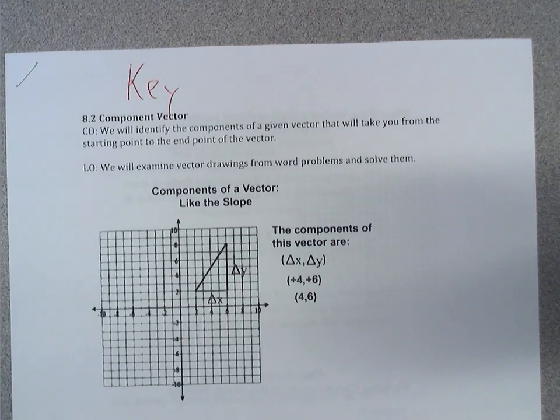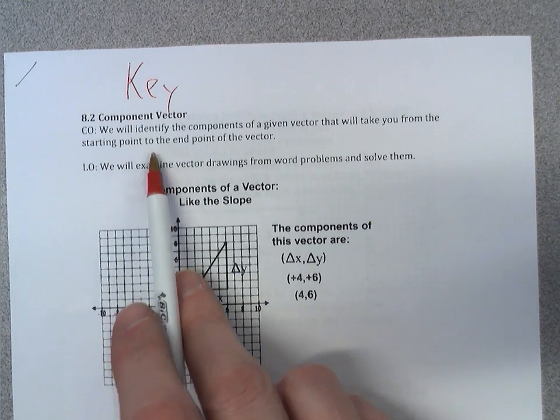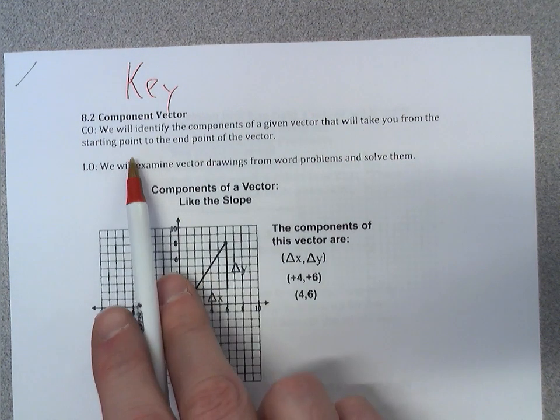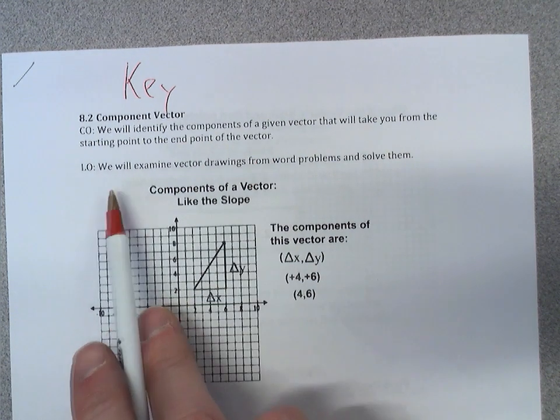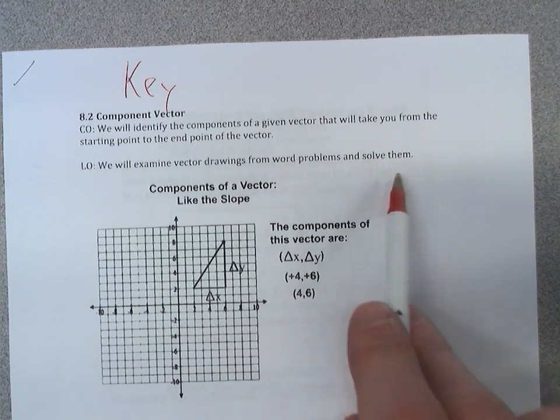All right, welcome. This is part one of lesson 8.2, which is component vector. Today, our content objective: we will identify the components of a given vector that will take you from the starting point to the end point of the vector. And then our learning objective: we will examine vector drawings from word problems and solve them.